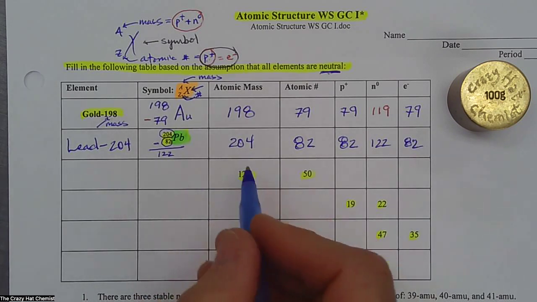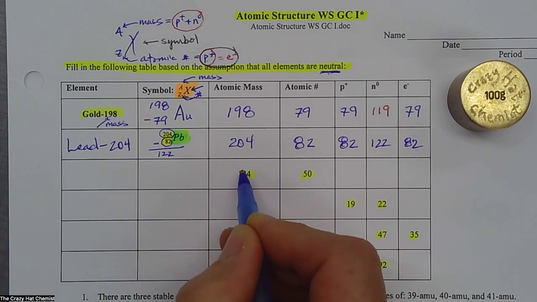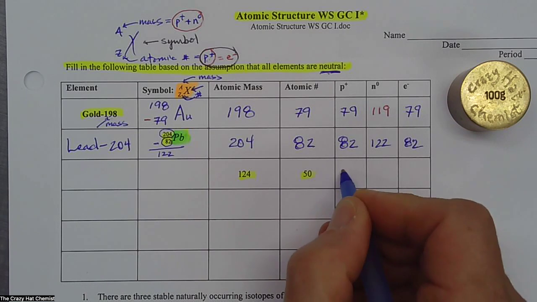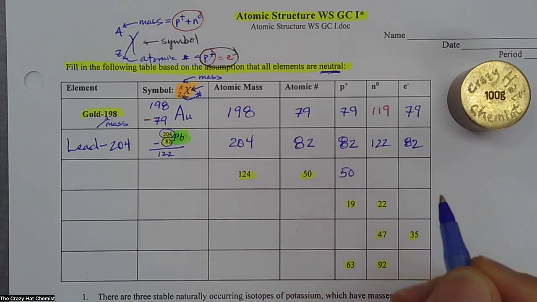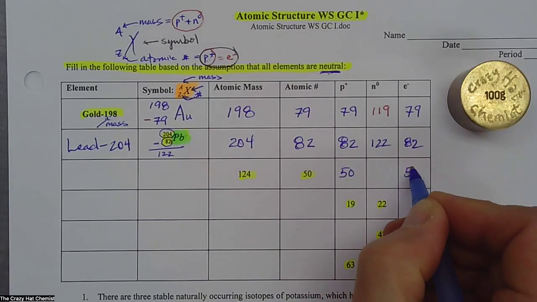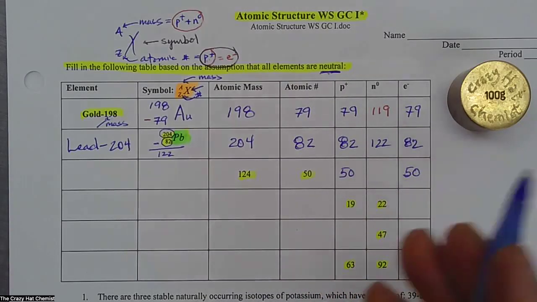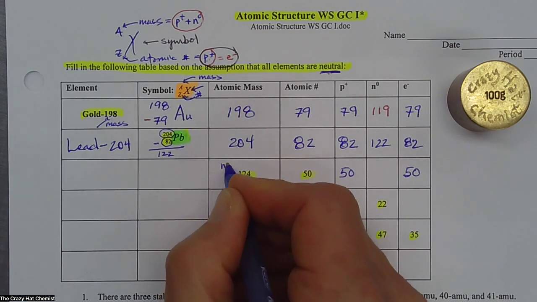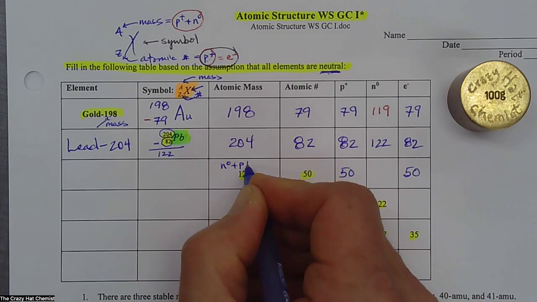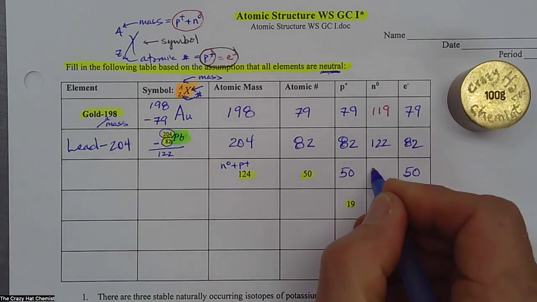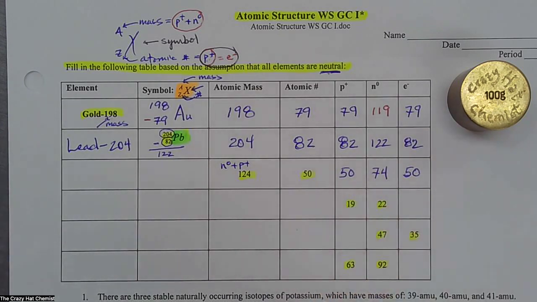So the next thing is the atomic mass is 124. The atomic number is 50. So if the atomic number is 50, then the number of protons is 50. If this is a neutral atom, which we are assuming, then the number of electrons is also 50. The difference between the atomic mass, which is the sum of the neutrons and the protons, that is the 124 minus the 50, and I will get the 74 neutrons.